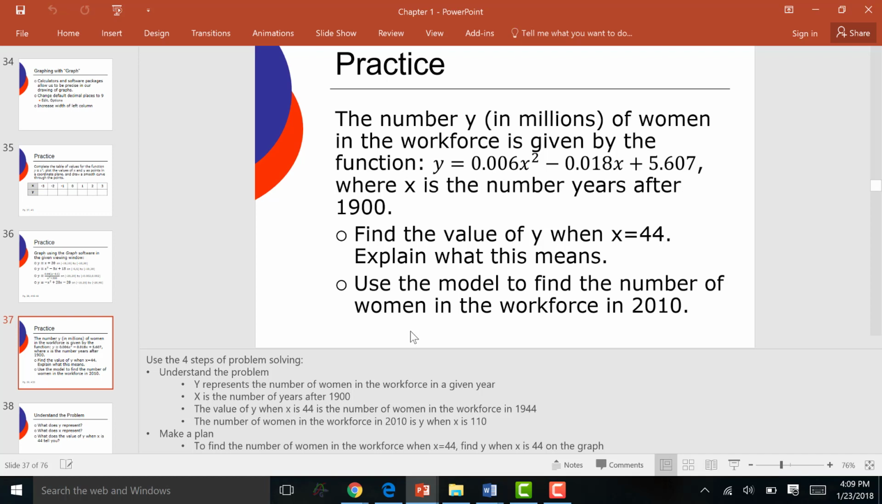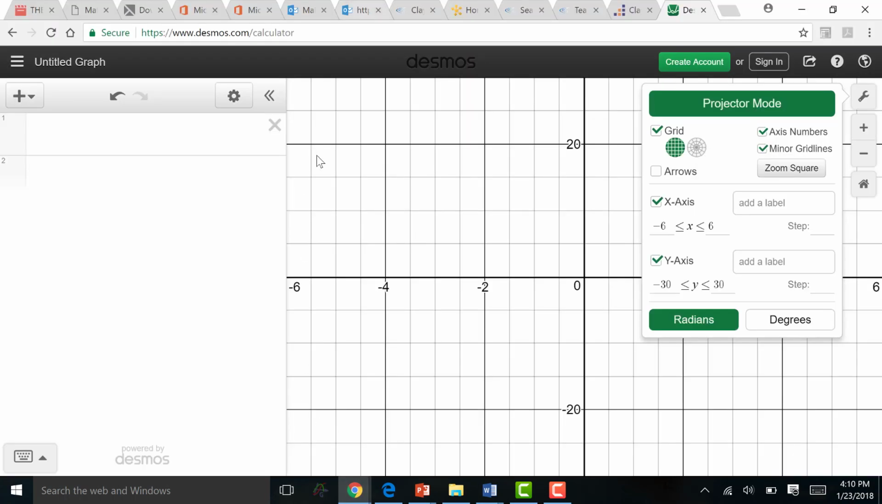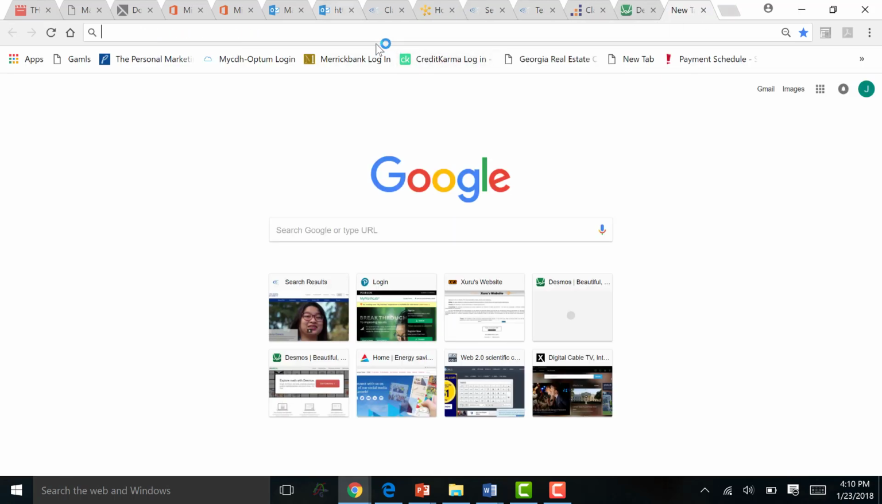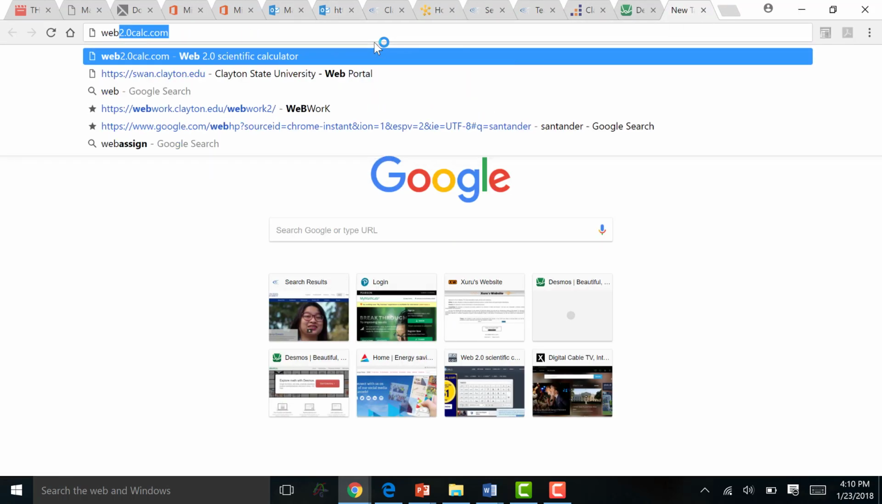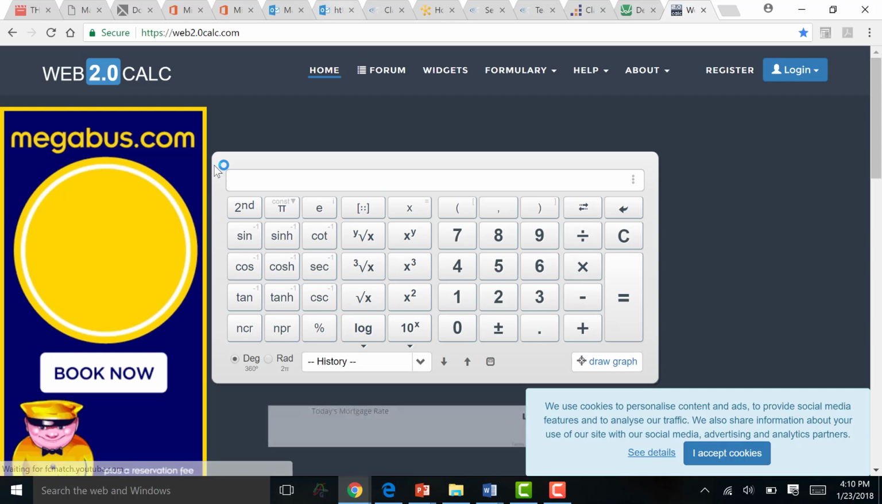I didn't get that calculation. So when you did it, did you use your calculator? Because it's very important that you be able to put this in your calculator correctly. It's kind of complicated. So here's the question I'm going to ask you. When you type this in, I'm going to go back to my calculator. Here's what I use on the screen. This is called web2.0calc.com. This is what I use when I'm in class.